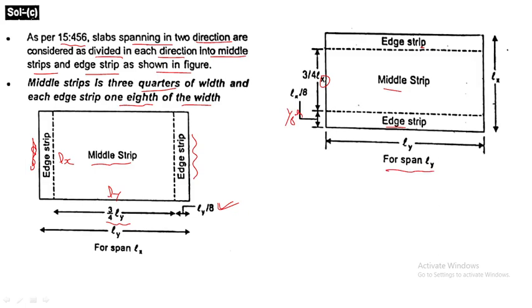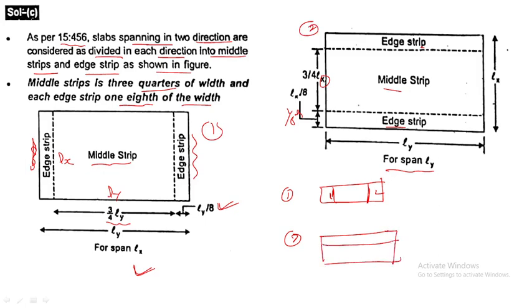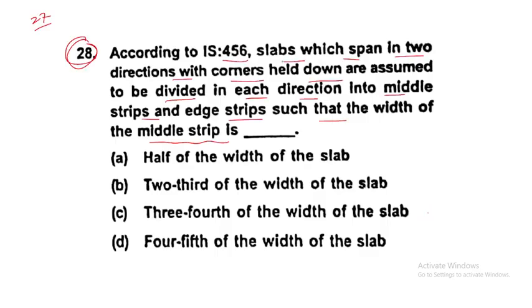See here, you have two conditions. If the edges are on two sides, one side, two side, then in this condition we have to take ly and lx like this. In the second sketch, the second condition, the edges are at top and bottom. Then the value will change according to the situation of the diagram. You have to decide. So the answer for the question is 3/4 of the width of the slab.